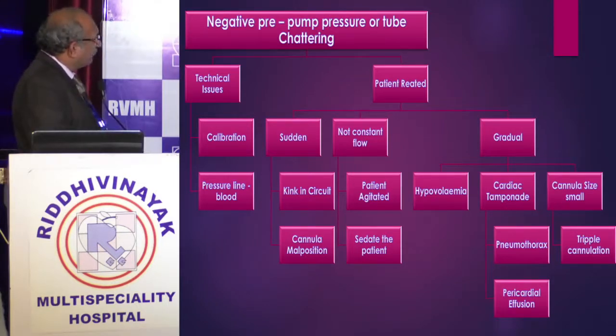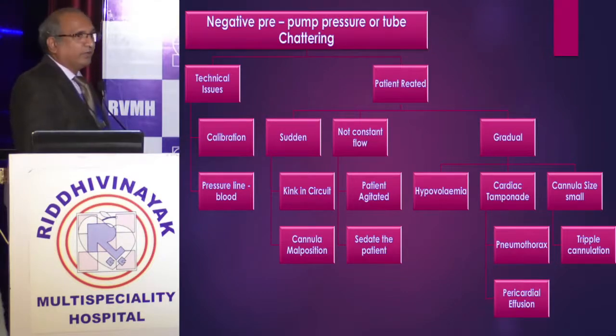Technical issues, this is patient related. Technical issues can be calibration or the pressure line. If there is blood in the pressure line, again it won't give you the proper reading of the pressures. And you have to find out whether it is sudden, not constant, or gradual. If it is sudden, usually it is a kink in the circuit, or the cannula getting malpositioned, or abutting the wall. Usually it comes as a sudden drop.